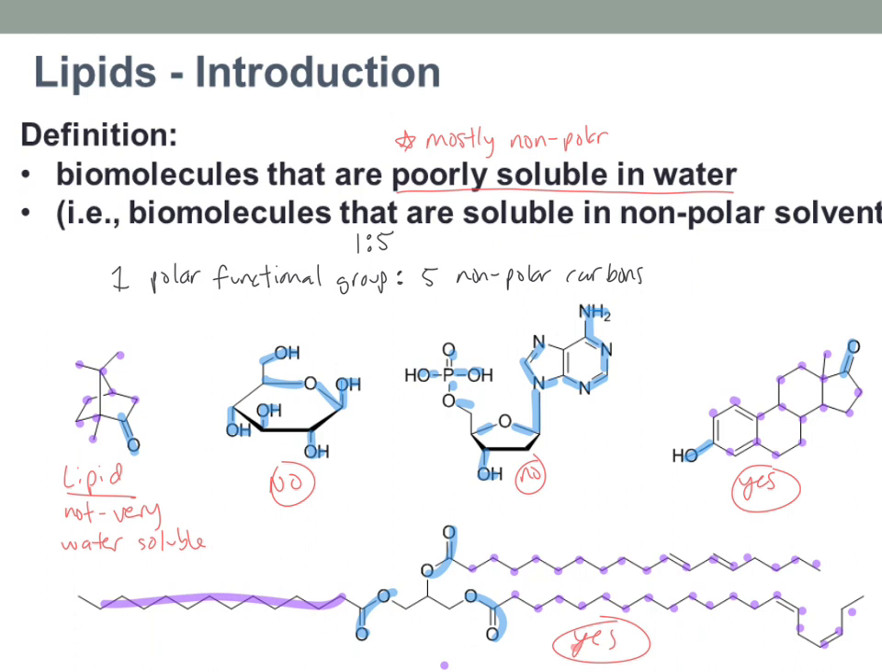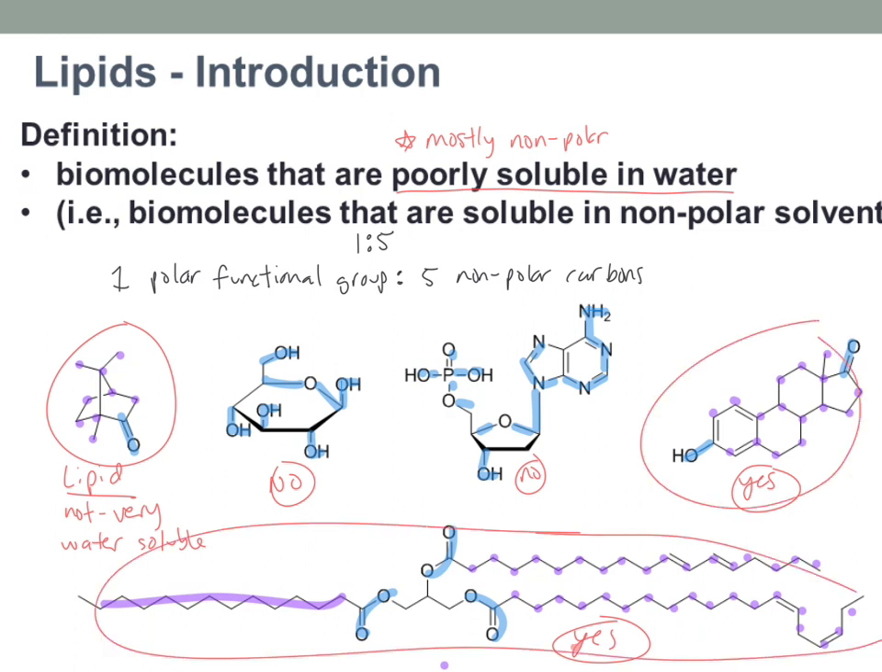So that's what we're looking for if we're trying to decide if something's a lipid. In this example, these 3 molecules would be lipids because they're poorly water soluble. And not all of these are fats or oils. We have a terpene in here, we have a steroid in here, and we do have one fat molecule.